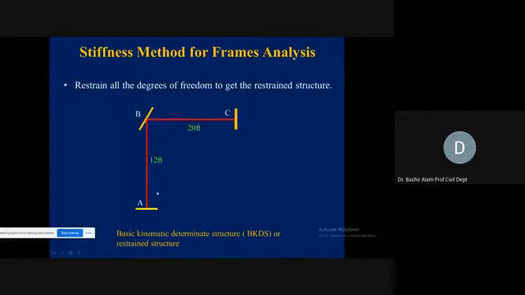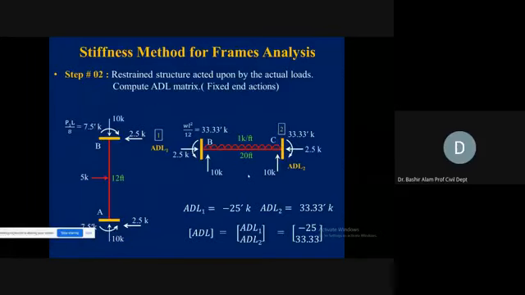Now here you see the basic kinematic determinate structure. B we have clamped and C we have clamped. We have stopped the rotations at B and C, and this is our restrained structure. Now the ADL matrix, so we are coming to step number 2 now. It's a basic determinate structure. So we have separated AB and BC at joint B. We have split them into 2 members. We have opened the joint.